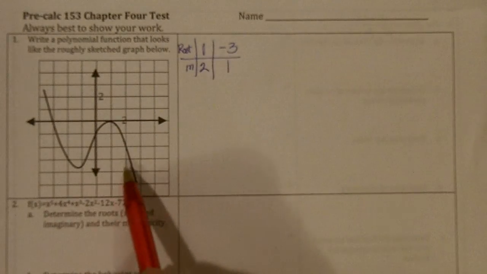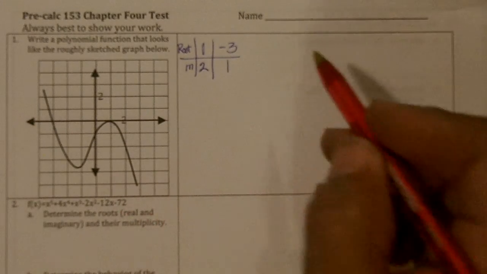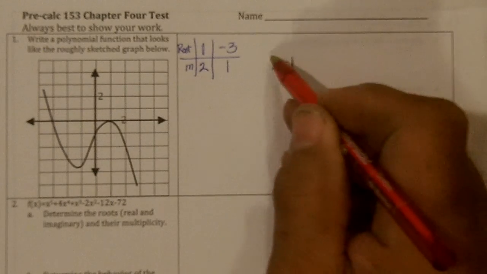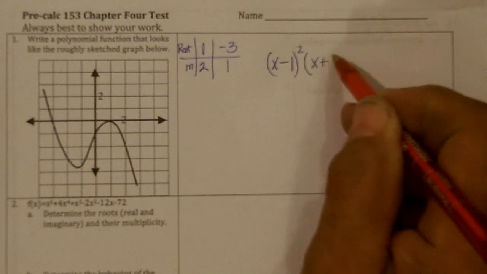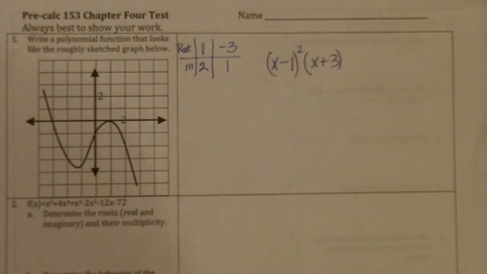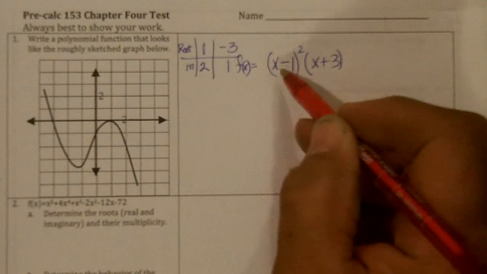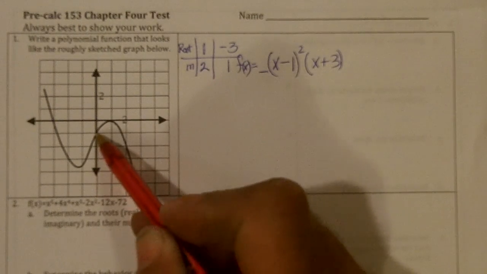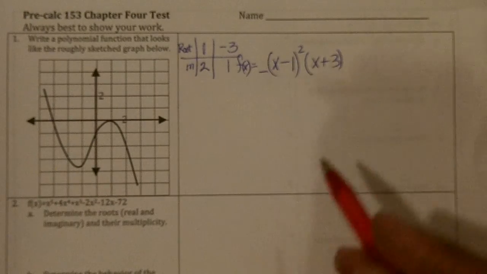And so this could be a third degree, and it has 2 curves, so degree 3 is appropriate. So we think it's x minus 1 twice, and an x plus 3. And it might have a number times this. Now I notice one thing else, it looks like it goes through -1 as a y-intercept.